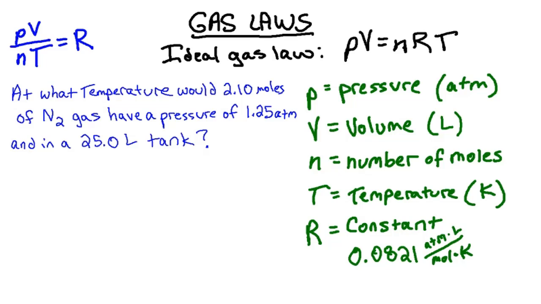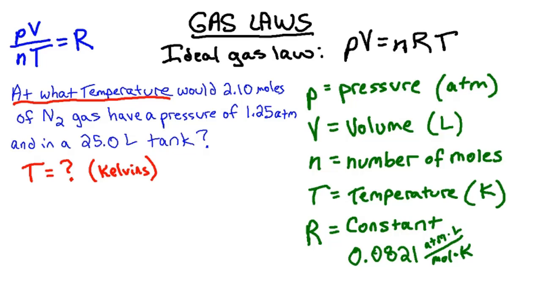This says, at what temperature would 2.10 moles of N2 gas, of nitrogen gas, have a pressure of 1.25 atmospheres and in a 25.0 liter tank? So this asks the question at the beginning of the sentence, at what temperature? So it's the temperature that we're going to be looking for. So temperature is our question mark, and that's going to be in kelvins, because temperature has to be in kelvins for dealing with gas laws.